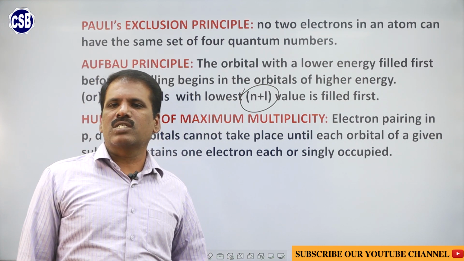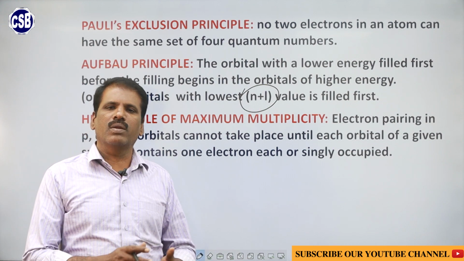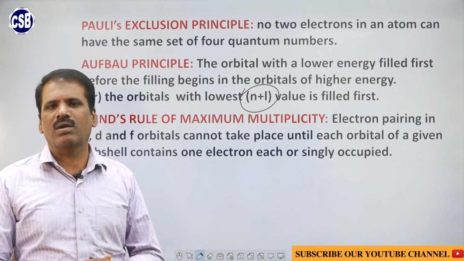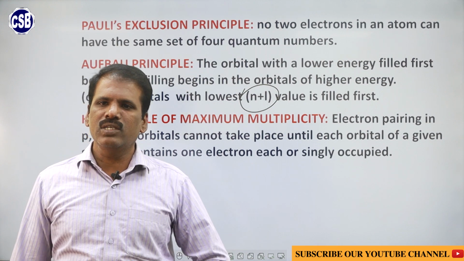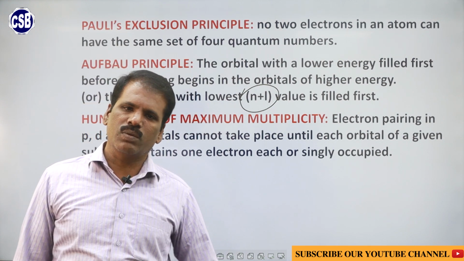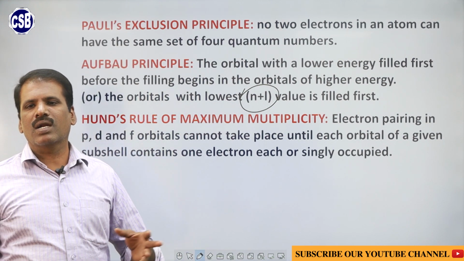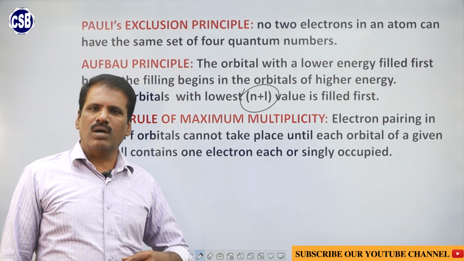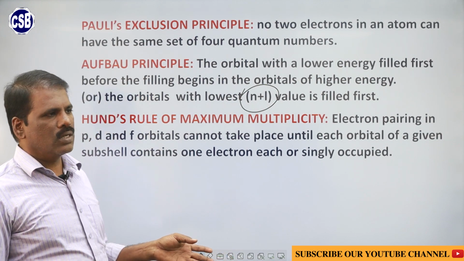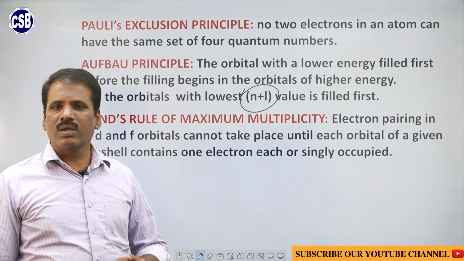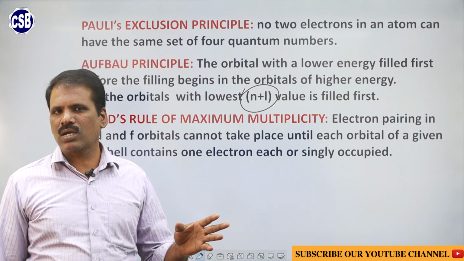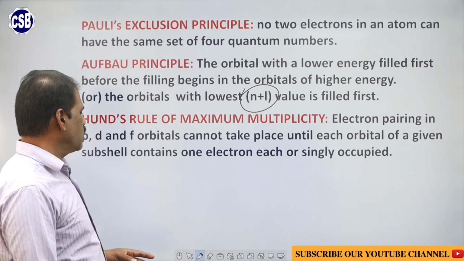Okay, and then Hund's rule of maximum multiplicity. This rule states that electron pairing in p, d and f orbitals cannot take place until each orbital of a given subshell contains only 1 electron each, or all the orbitals are singly occupied. That means the pairing will take place only after all the orbitals are singly filled. That is given by Hund's rule.